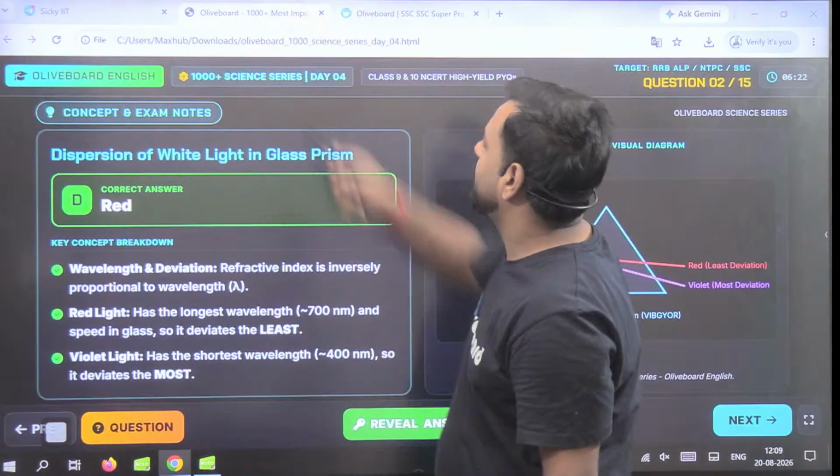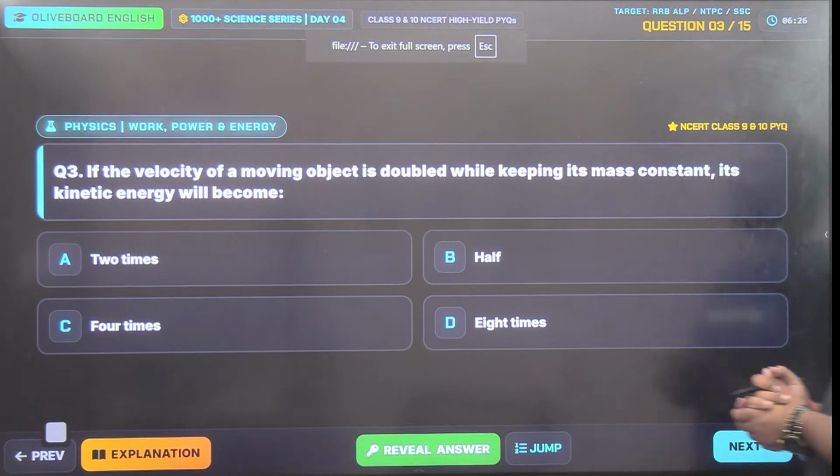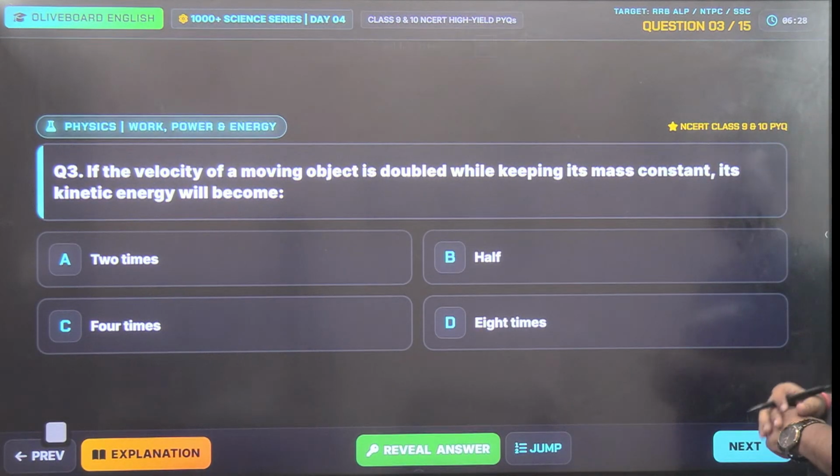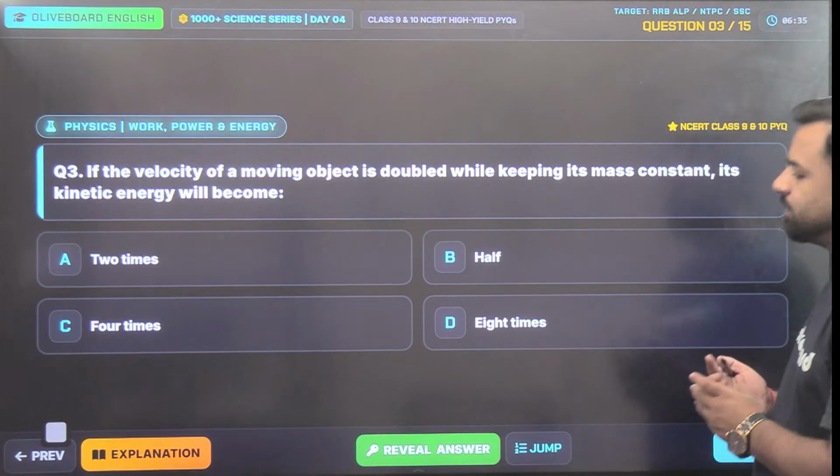Getting back to our question, the next question is this: if the velocity of a moving object is doubled while keeping its mass constant, its kinetic energy will become dash. 2 times, half, 4 times, or 8 times.